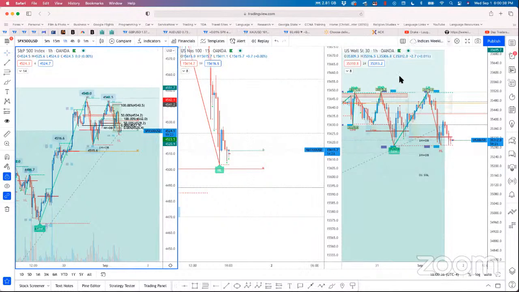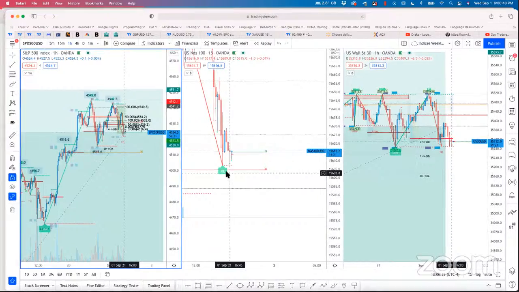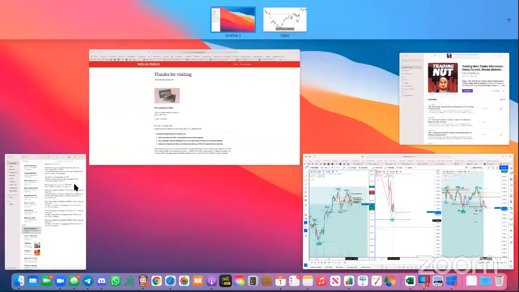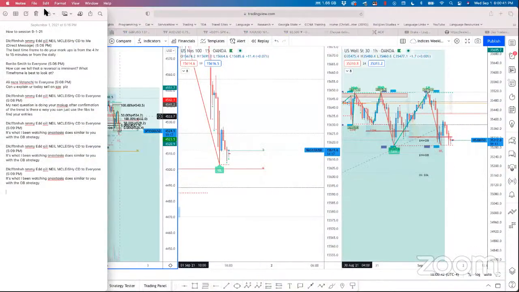So let me find this chart real quick. I just want to go over some real quick.